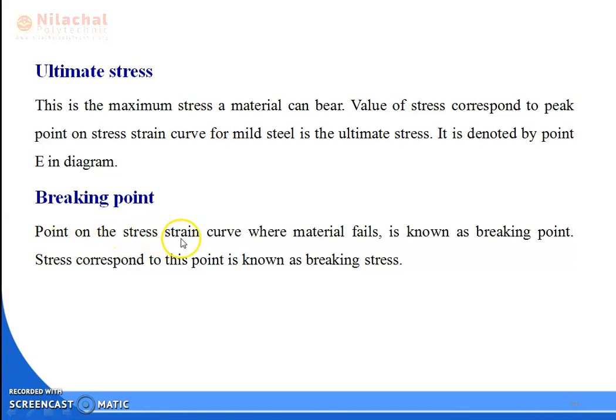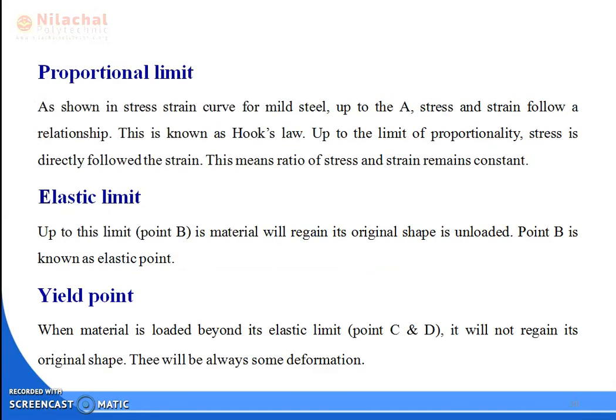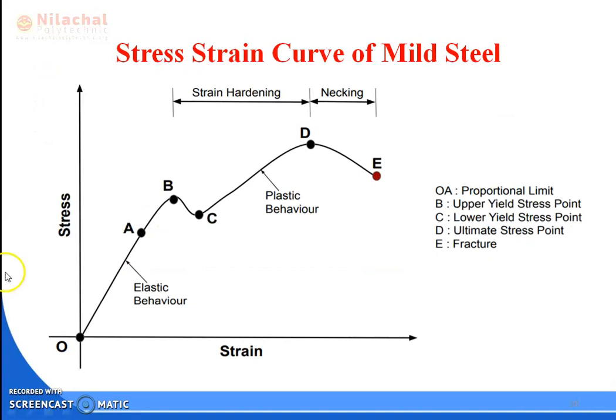So the point on the stress strain curve where the material fails is known as the breaking point, and the stress corresponding to this point is known as the breaking stress. From the ultimate stress point to the breaking point, that region is known as your necking region. You can see from the D point to the failure point, that region is known as the necking region, and from the yield point to the ultimate stress point, that region is known as the strain hardening region. Okay, so this is all about the stress strain curve of mild steel.